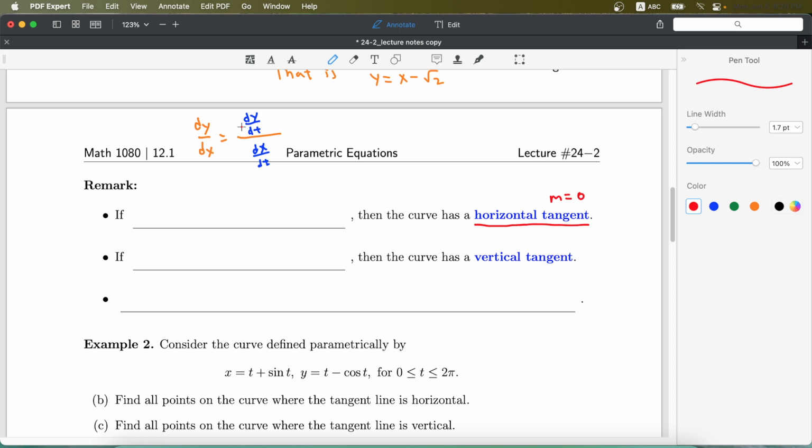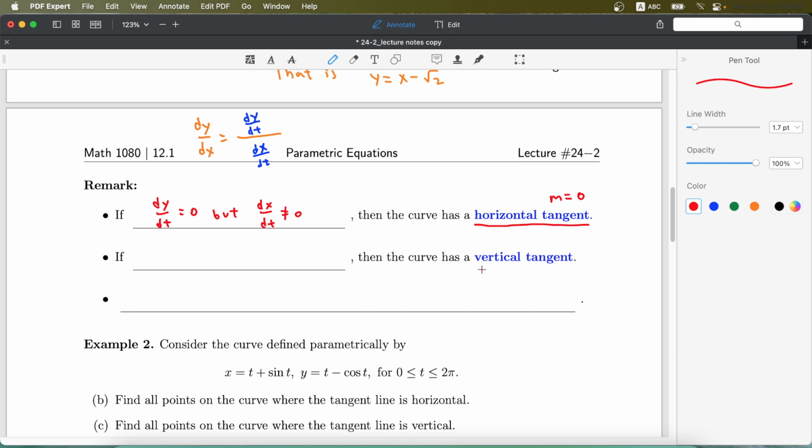So that means this quantity, dy over dt over dx over dt, should be 0. That means your numerator, dy over dt, should be 0, but your dx over dt is not 0. For example, if you have 0 over 3, that is 0. If you have 0 over 5, that is also 0. So the numerator dy over dt equals 0, but the denominator cannot be 0.